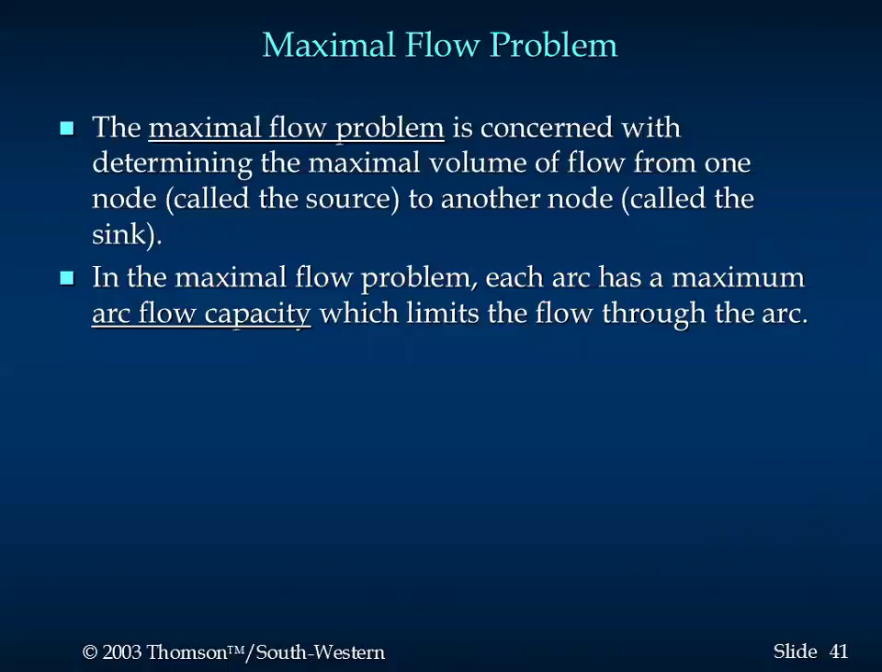Okay, so the maximum flow problem is a very simple thing. It's concerned with determining the maximum volume of flow from one node called the source to one other node called the destination or sink. So we're trying to send as many units from the source to the destination as possible. Now, what is the constraint here? The constraint is the capacity of the network. Each arc has capacities. We cannot drive as many cars as we want through a road, right? There's a capacity. When a road gets congested, naturally flow will be slower. Okay? So each arc has a maximum flow capacity which limits the flow through that arc.